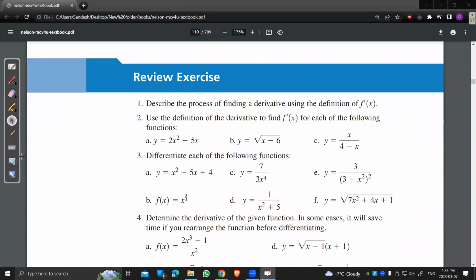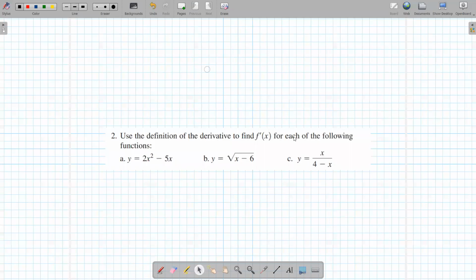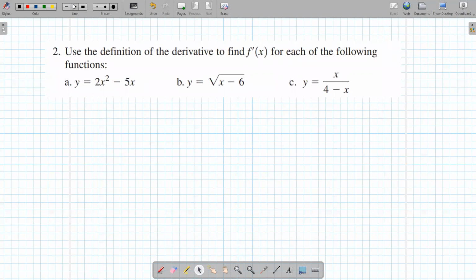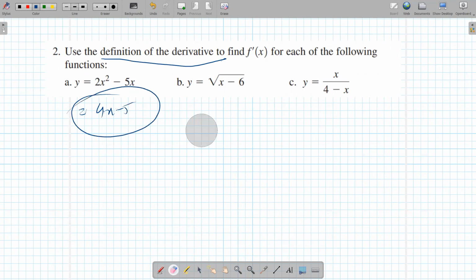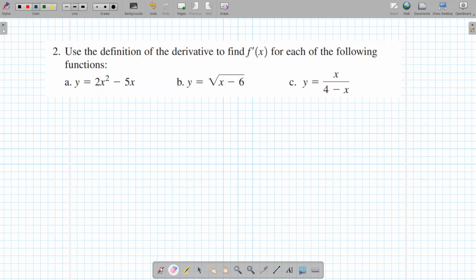Let's try doing some very, very quick ones. Yeah, this one I don't want to do, but we have to. If it didn't say the definition, you could have just said the first one is 4x minus 5. But the fact that it does say that means you're going to have to use the formula. Which one of these would be the most difficult, do you think? To find the derivative. Which one would you not want to do? This one's pretty easy. This one, you're going to have to rationalize the numerator. This one, I think, is going to be the trickiest one. So let's do that.